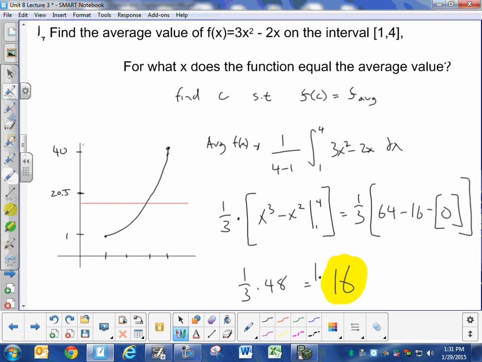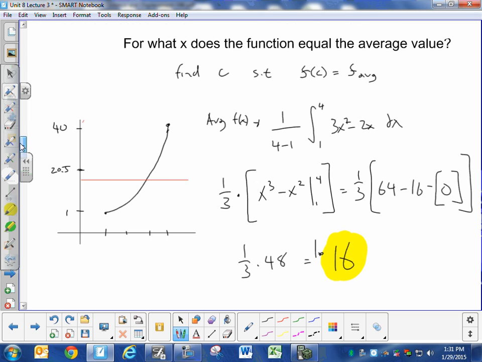Now part 2 is going to be to find the c value such that f of c is equal to the average. So for what x does the function equal the average value? Well, this is a function value. This is the average. Here's 16. I'm trying to find the x where f of x is equal to 16.